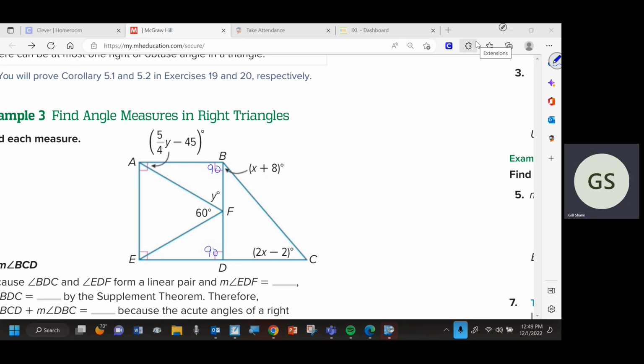Now that I don't have any other numbers I can really put in, the next thing, and this is the order I would suggest you go in, seems to be a pretty common order for them to use the most common things. I think vertical angles is typically the more common thing. Do you see any place where I have vertical angles, where there's an X in the figure? Victor, do you see any X's in that figure?